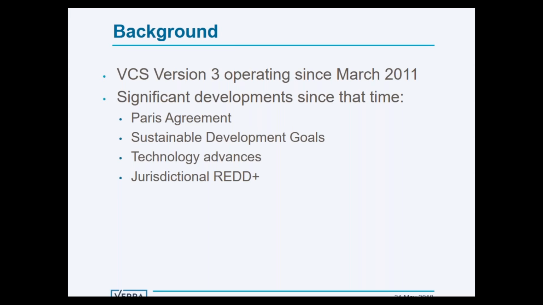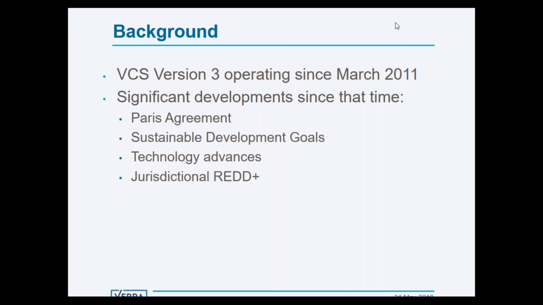VCS version 3 was really designed to operate within the context of the Kyoto Protocol era, which we're obviously moving away from and moving into the Paris era or the Paris world. And so the first primary reason why we saw it as important to develop and release a new version of the VCS program is to ensure that the VCS program is prepared and positioned to operate in that new world.